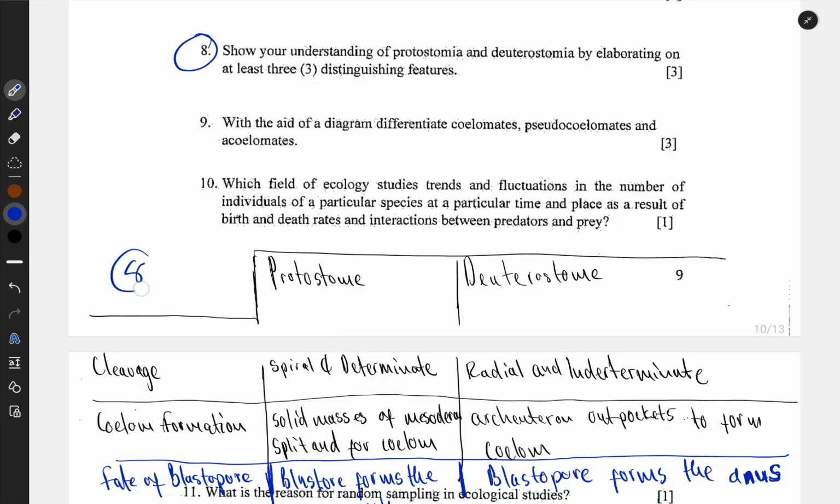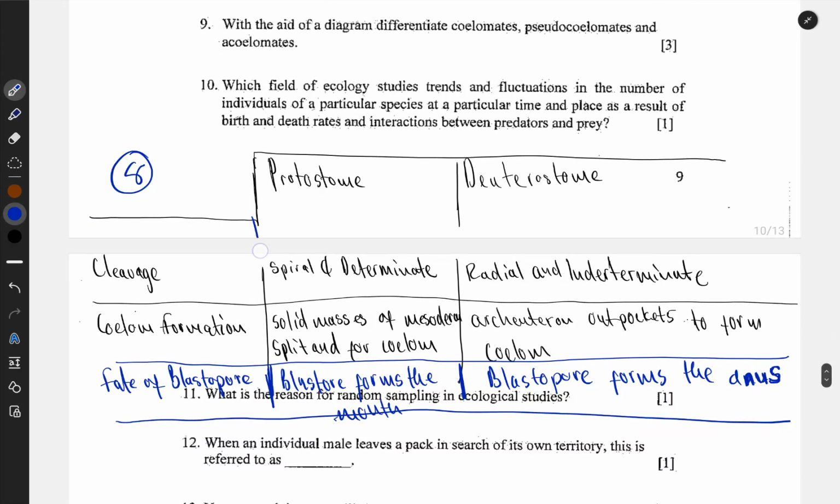So show your understanding of protostomia and deuterostomia by elaborating their distinguishing features. You have shown them, the 3 of them. So you can say protostomia, deuterostomia. You can do that. Now you are done and we go along.